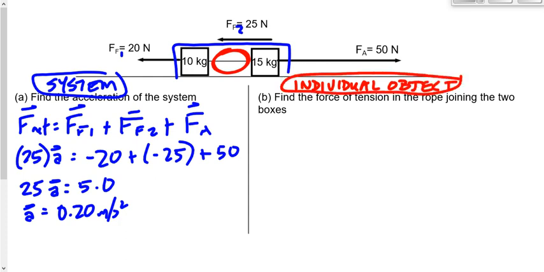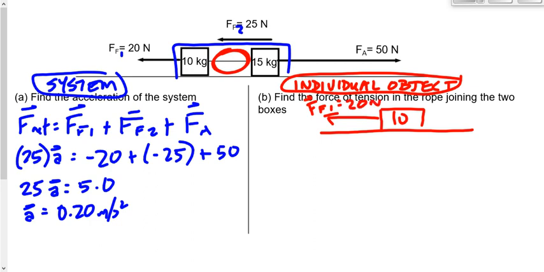Now, it doesn't really matter which one. Pick the 10 or the 15 and go with it. I'm going to pick the 10. On just the 10 kilogram object, there is FF1 acting to the left.